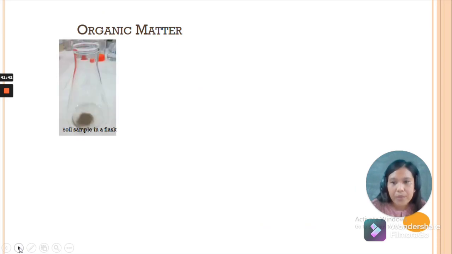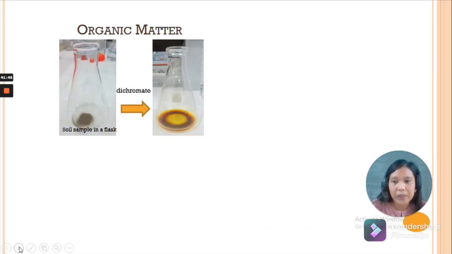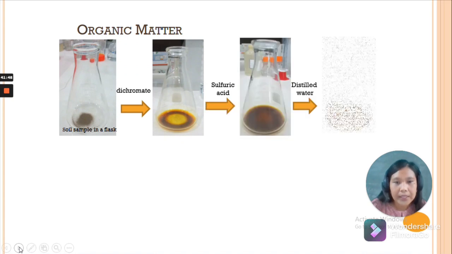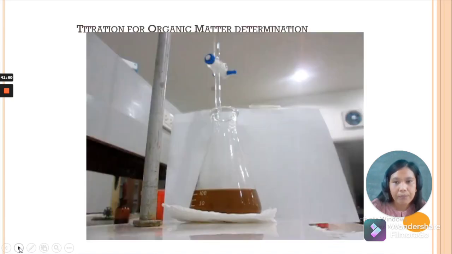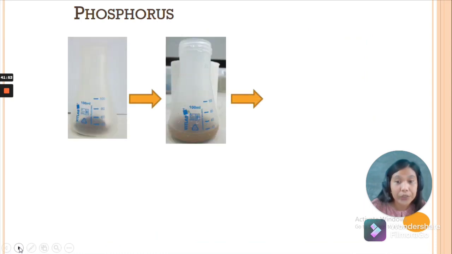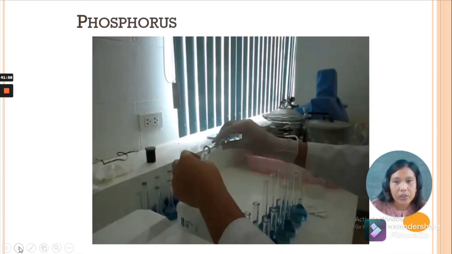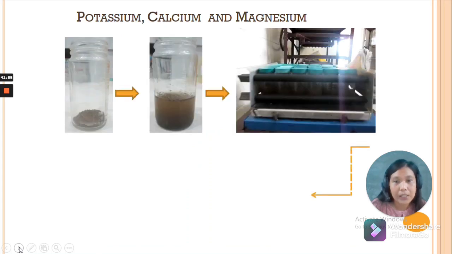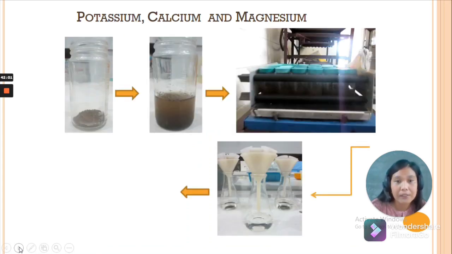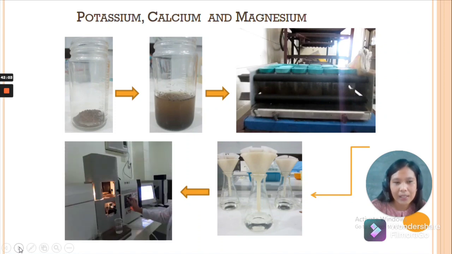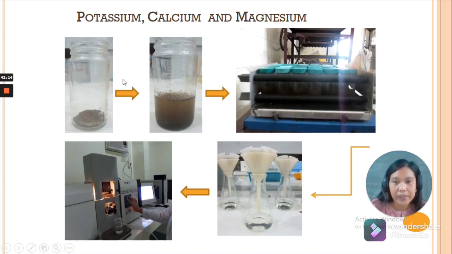So, organic matter determination. You add dichromate, sulfuric acid, and distilled water. Filtration method. We have phosphorus determination, and a change in color; it's their job. Calcium and magnesium determination: these are positively charged, cations, as in chemistry. They all go through more or less the same flow.